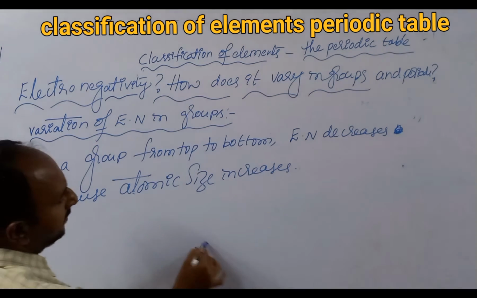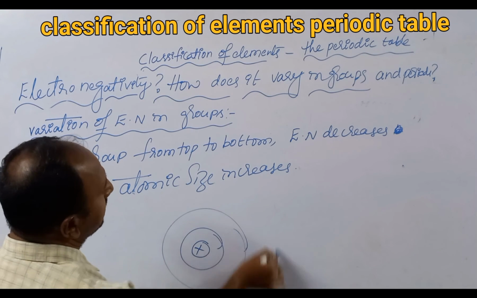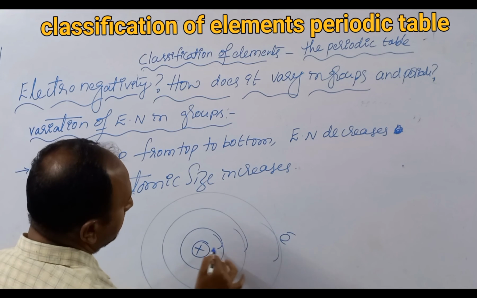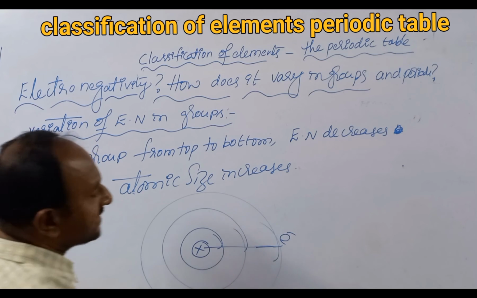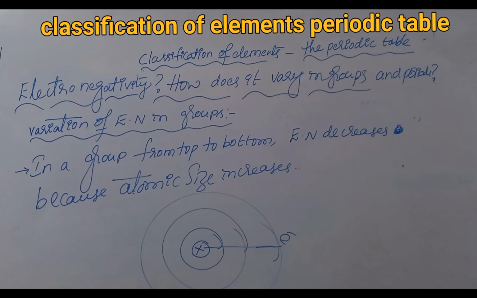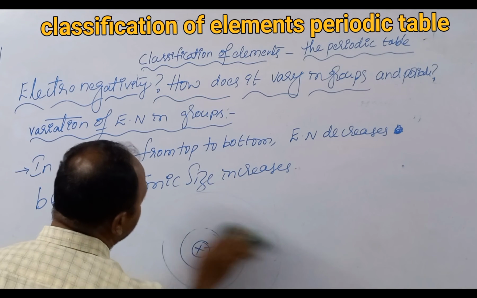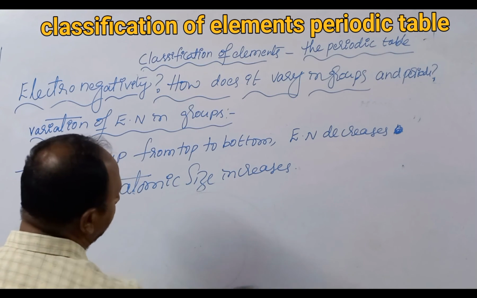When the atomic size increases like this, the distance from the nucleus to the electron increases, so the nucleus cannot attract the electron with a great force. As the nucleus is not attracting the electron with a great force, there is less electronegativity. That is why as atomic size increases, electronegativity decreases.